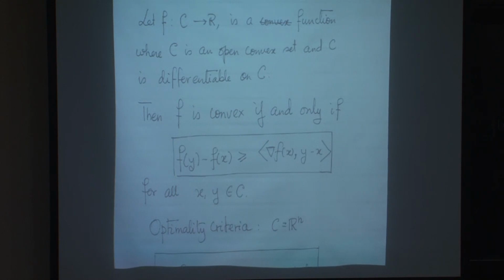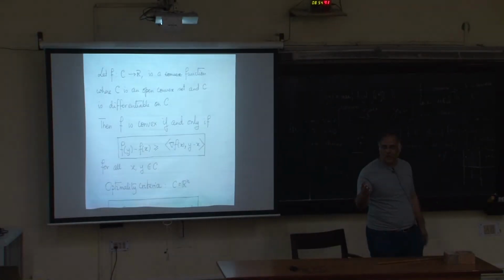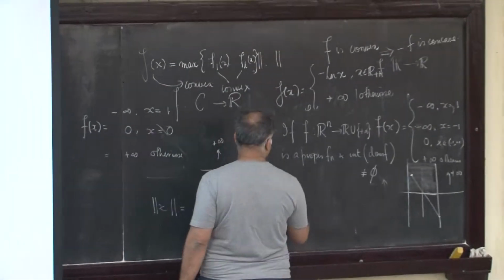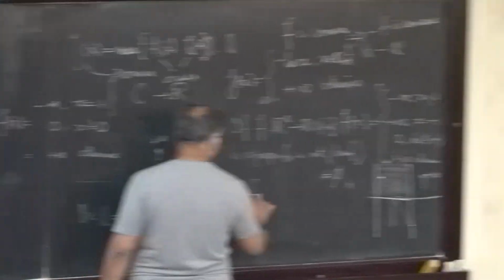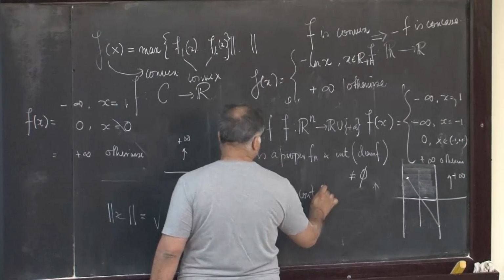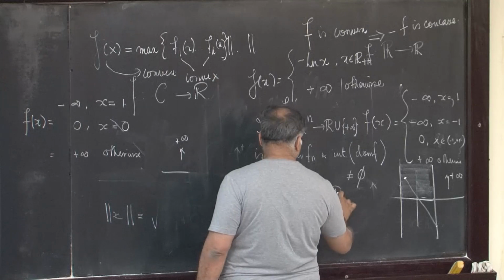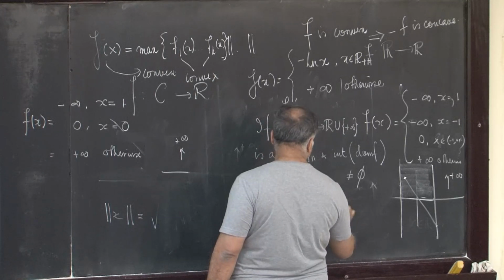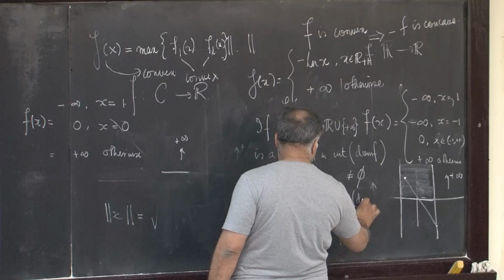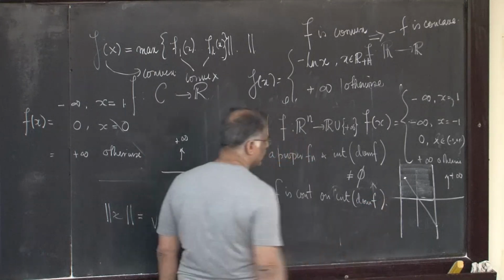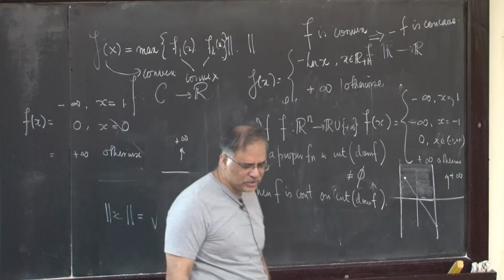Interior of dom f is not equal to phi, that is, it is non-empty. So the dom f is full dimensional, that is, the affine hull of the dom f is exactly equal to Rn. So, if this happens, then f is continuous on the interior of dom f. This is a fundamental theorem, the most general structure.